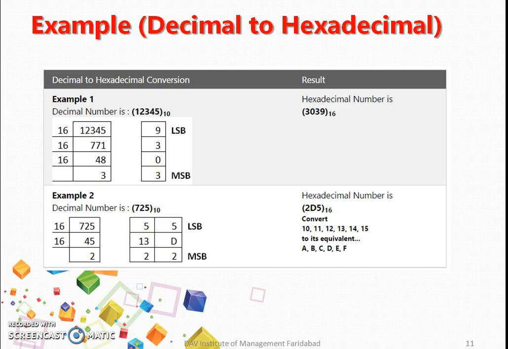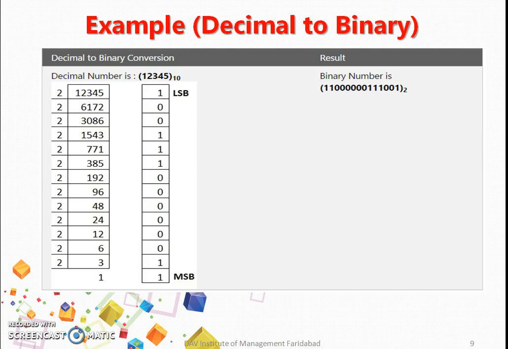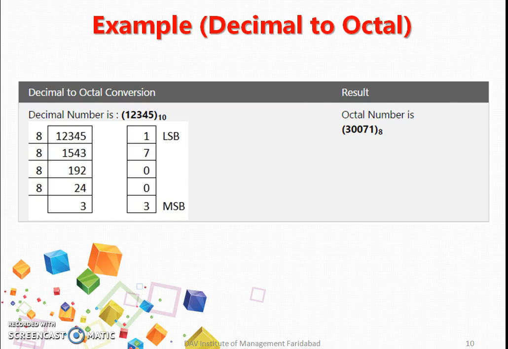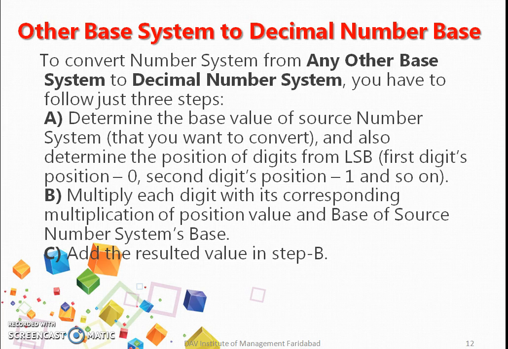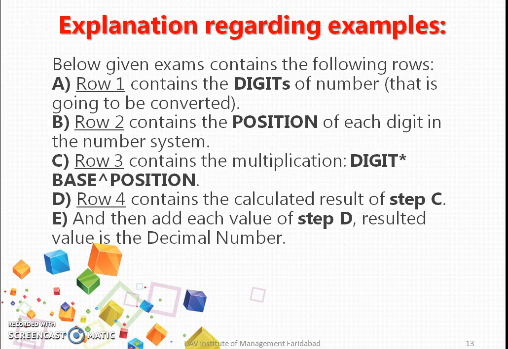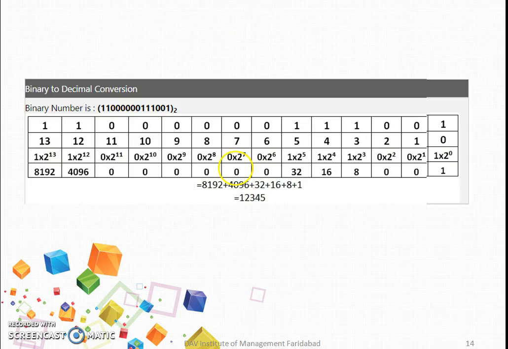So I'll just recap. This is the same example for decimal to binary, decimal to octal, decimal to hexadecimal. The next is other base system to decimal number system. So now this is vice versa. You'll have any other base and convert it into decimal number system. So I'll give you an example.